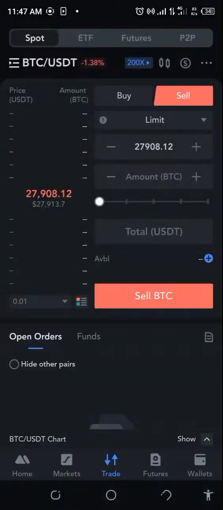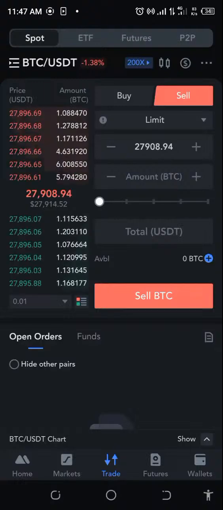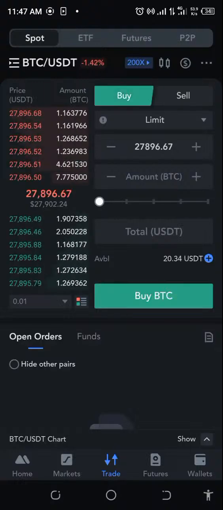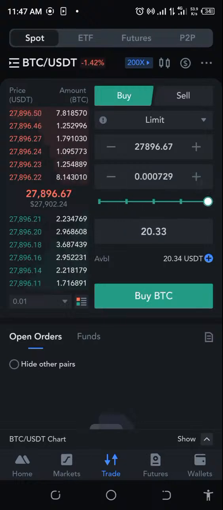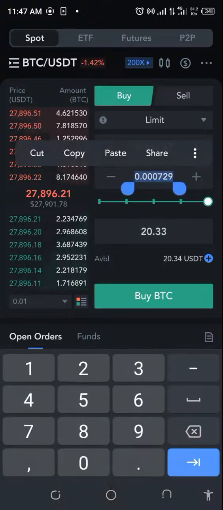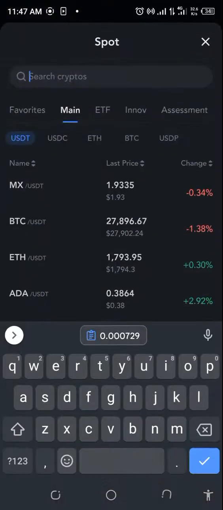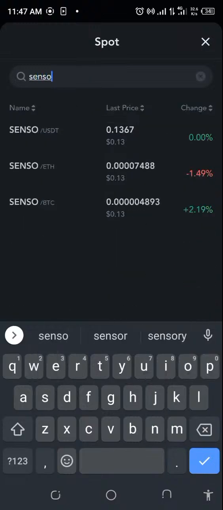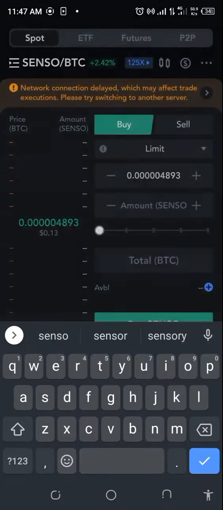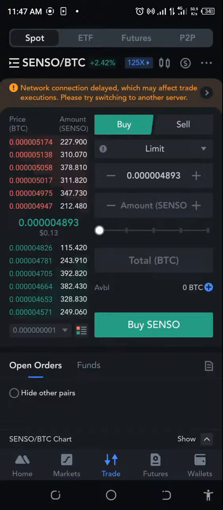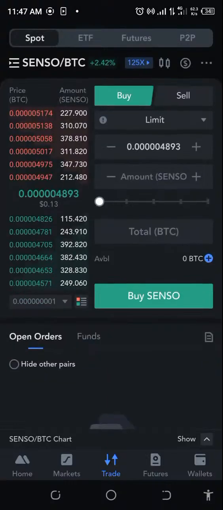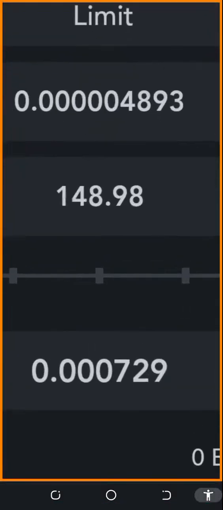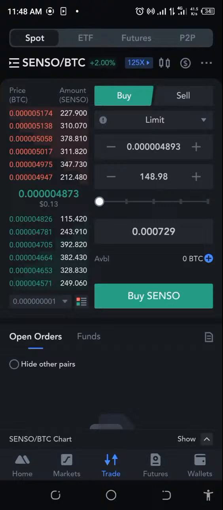Okay, so we're choosing our BTC. Let's try and see. We need to buy. Let's just pick that up, okay? It didn't pick up everything, but at least. So now let's go to Senso BTC, right? Senso BTC, okay? And we're gonna buy that. Let's buy the BTC. You can see it's not even making sense. Can you see this? 148. No. But let's just finish up the process.